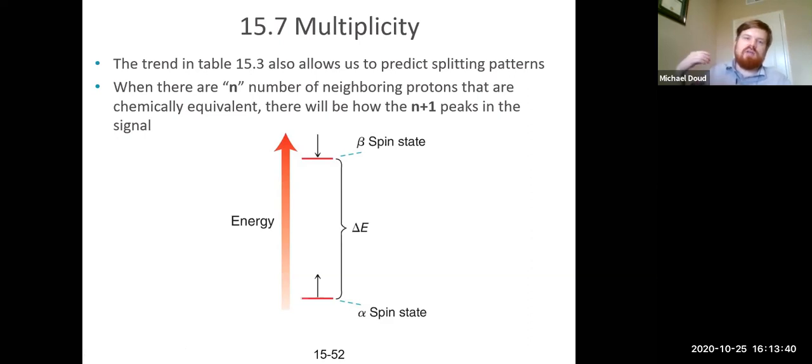Okay, now, here's the good news. If you have n neighboring protons, and those neighboring protons are all chemically equivalent, you will have n plus 1 peaks in the signal. In other words, say you have a proton next to a methyl group. Those protons have to be chemically equivalent, and there are no protons on the other side. That HA is going to be split by those three. So that gives 4 peaks. That's an easy way to think about it: you have 3 neighbors, so you get 4 peaks.